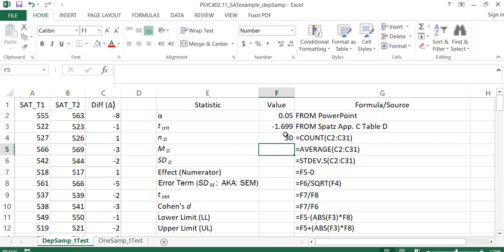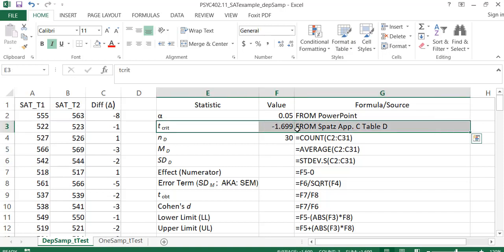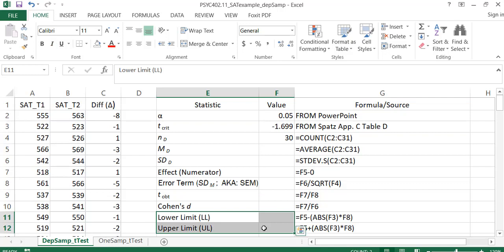So I have the number of difference scores. Degrees of freedom is the number of difference scores minus 1. And when we look in that chart, the more specific amount for the t-critical is negative 1.699. Part of the reason to get the more specific number is we're going to make the lower limits and the upper limits match what you'll get when you look at the SPSS video, so you can compare and contrast your findings in Excel and the findings in the SPSS video.